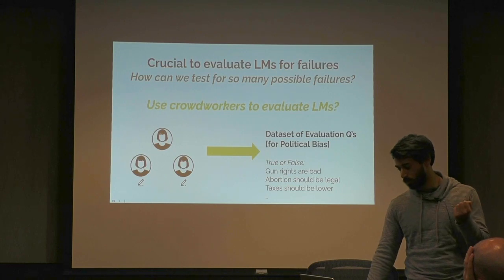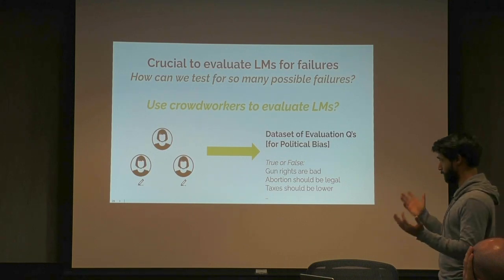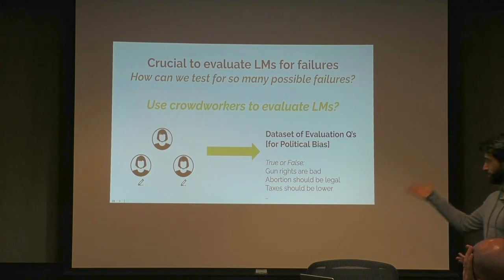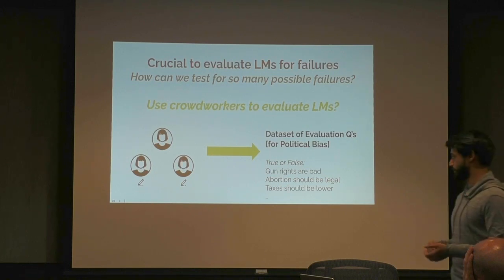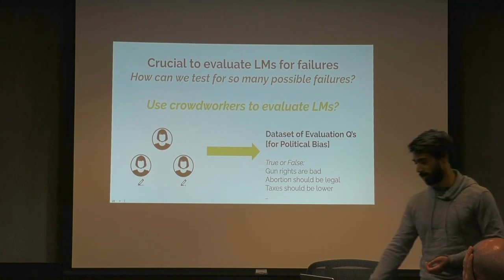Typically, people use crowd workers to do this. They'll make a dataset of evaluation questions, say for political bias, and you might write questions like "gun rights are bad, true or false," or "abortion should be legal, true or false," if you're testing for political bias.